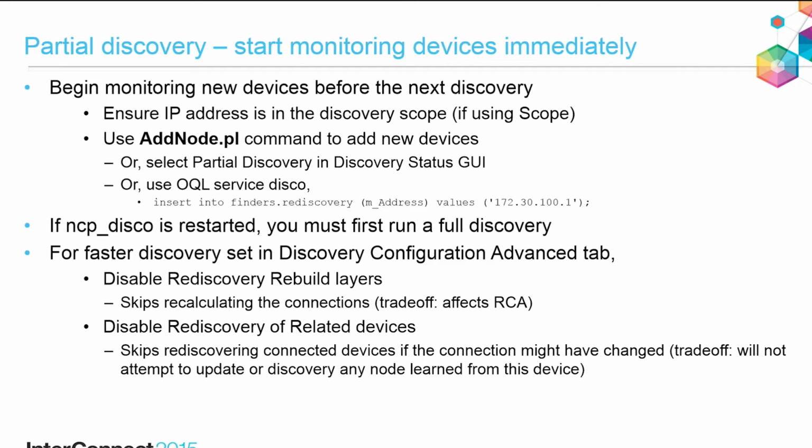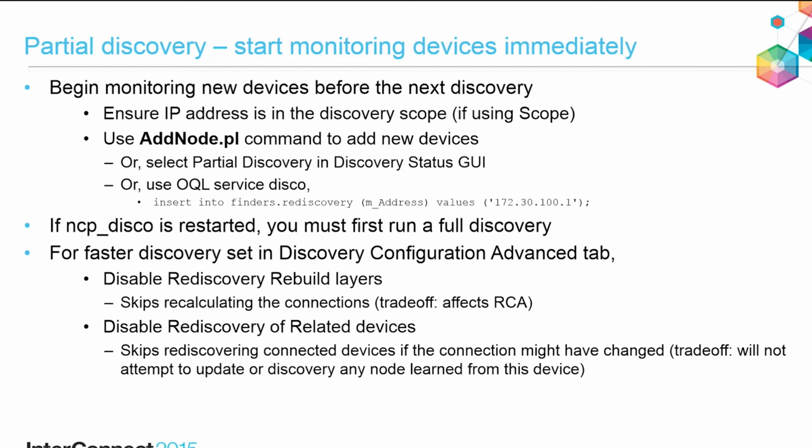There's also a couple of factors that influence how long a partial discovery takes. Obviously, you want it to be as quick as possible. You're not looking necessarily for a full rebuild of the topology if you're just trying to monitor it. So if you disable the rediscovery rebuild layers on the Discovery Configuration Advanced tab, that will skip over the stitching, and the result of that, of course, is that you won't get the connections. But at least you'll know when it fails or responds.